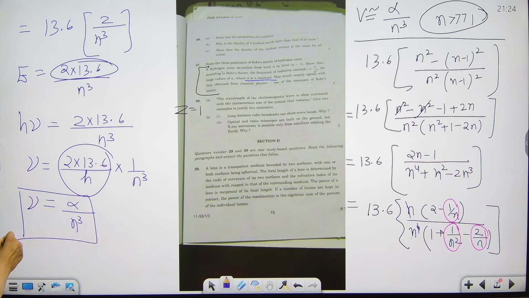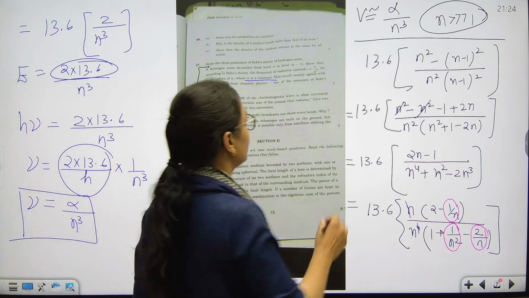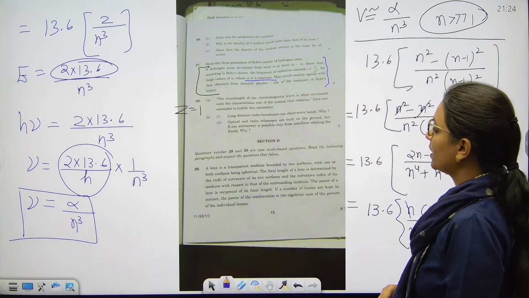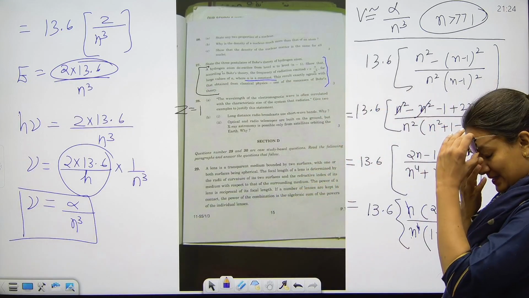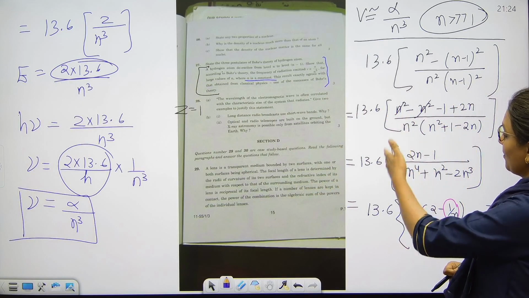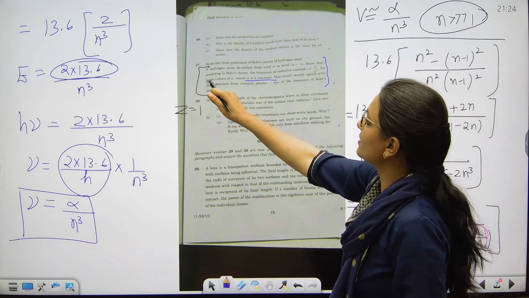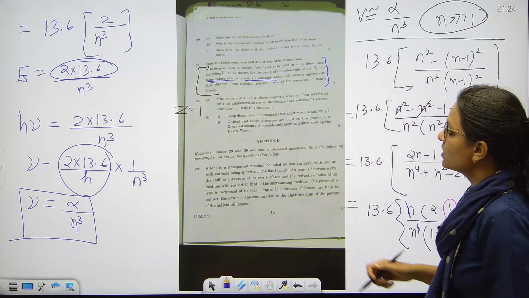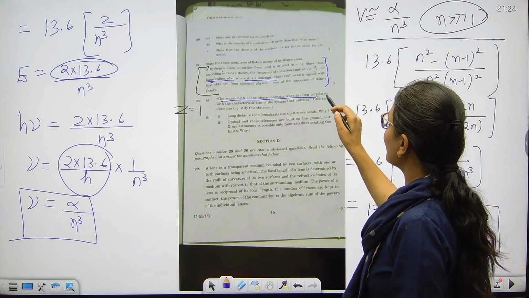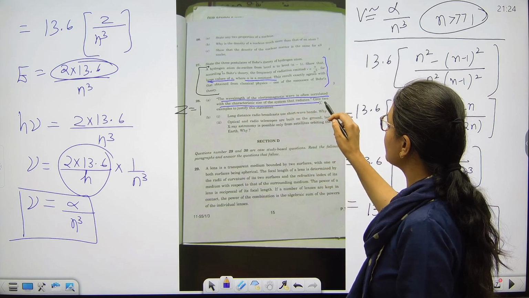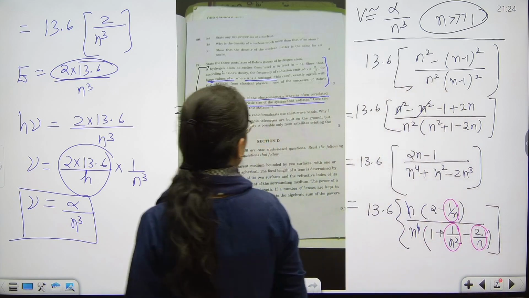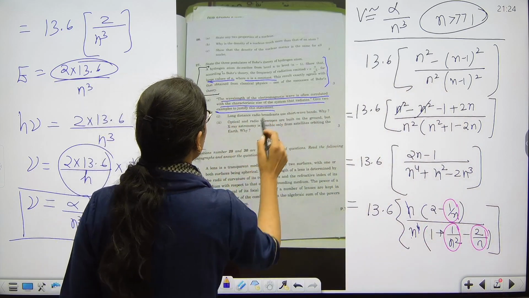Now this is the question asked in this particular part. Easier, it's not difficult. But anyways, after this step you have to just use a little bit of common sense. That is why they have written large values of n. Next, the wavelengths of the electromagnetic waves is often correlated with the characteristic size of the system that radiates. Give 2 examples to justify this statement.